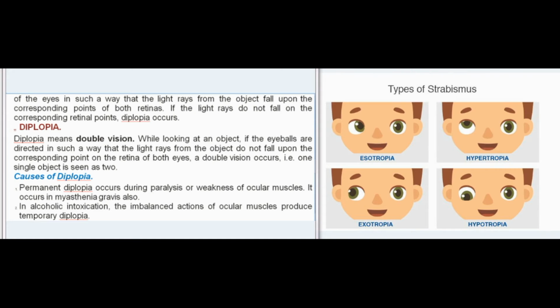Causes of diplopia. Permanent diplopia occurs during paralysis or weakness of ocular muscles. It occurs in myasthenia gravis also. In alcoholic intoxication, the imbalanced actions of ocular muscles produce temporary diplopia. Lesions in 3, 4, and 6 cranial nerves, oculomotor nucleus, red nucleus and cerebral peduncles also results in diplopia.